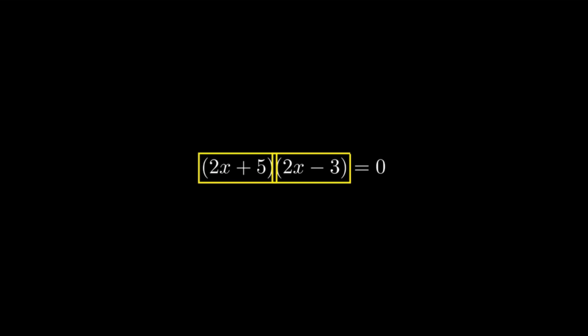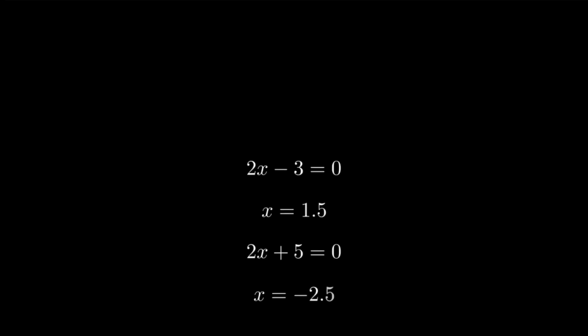So that means that either one of those smaller expressions can be equal to 0, and this equation will be true. So, assuming that each one is equal to 0, we can find out the two solutions. If 2x minus 3 is equal to 0, x will have to be 1.5, because if you substituted that within the 2x minus 3 expression, it would be equal to 0. And we can do the same with 2x plus 5, and x would have to be negative 2.5. So those are our two solutions. And ta-da! You just factored a quadratic equation and solved it.